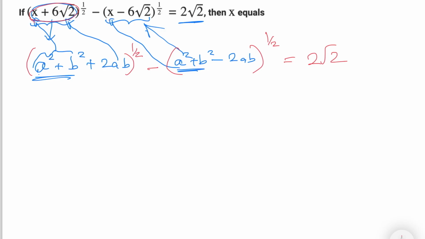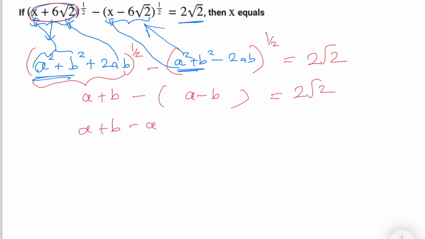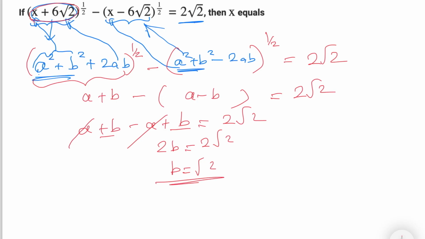Okay. The next step is this part is (a plus b) the whole square. The square root is nothing but a plus b only, minus. This part is (a minus b) the whole square. The square root is a minus b only. And (a plus b) minus (a minus b) is 2√2. When we open the bracket, we get a plus b minus a, minus of minus b is plus b. It will be equal to 2√2. A and minus a cancel. Further, we get b plus b, that is 2b. 2b is 2√2, or b is equal to √2. Okay, so we are already halfway there.